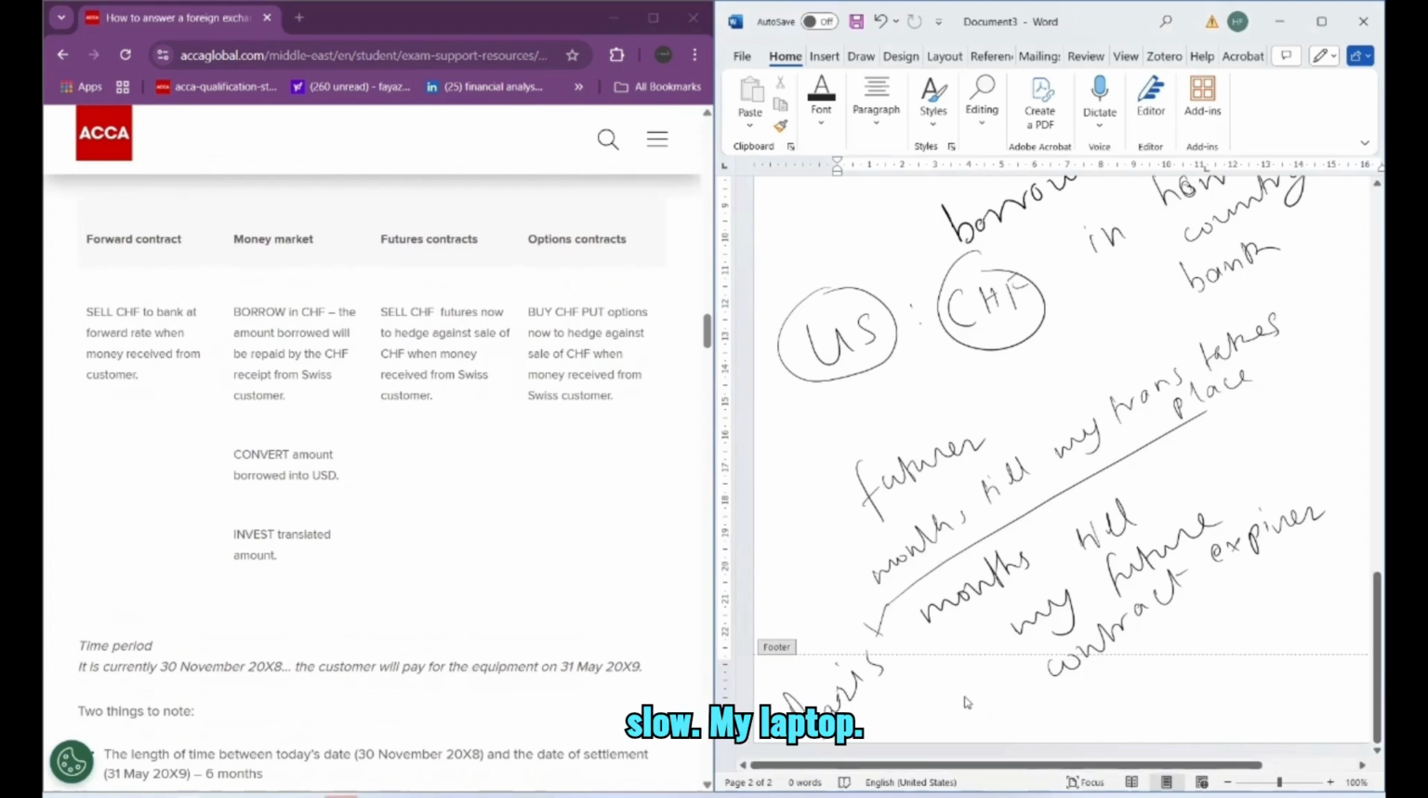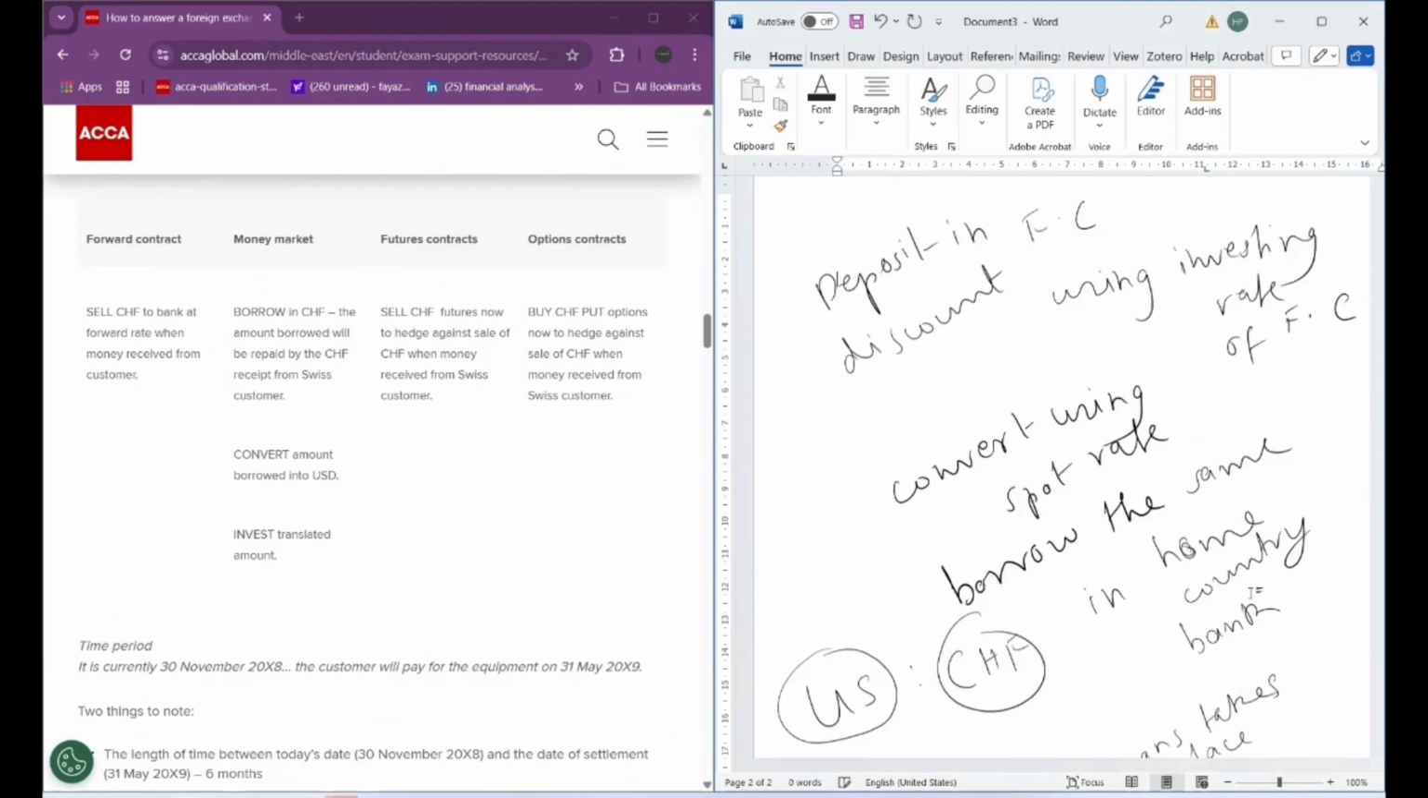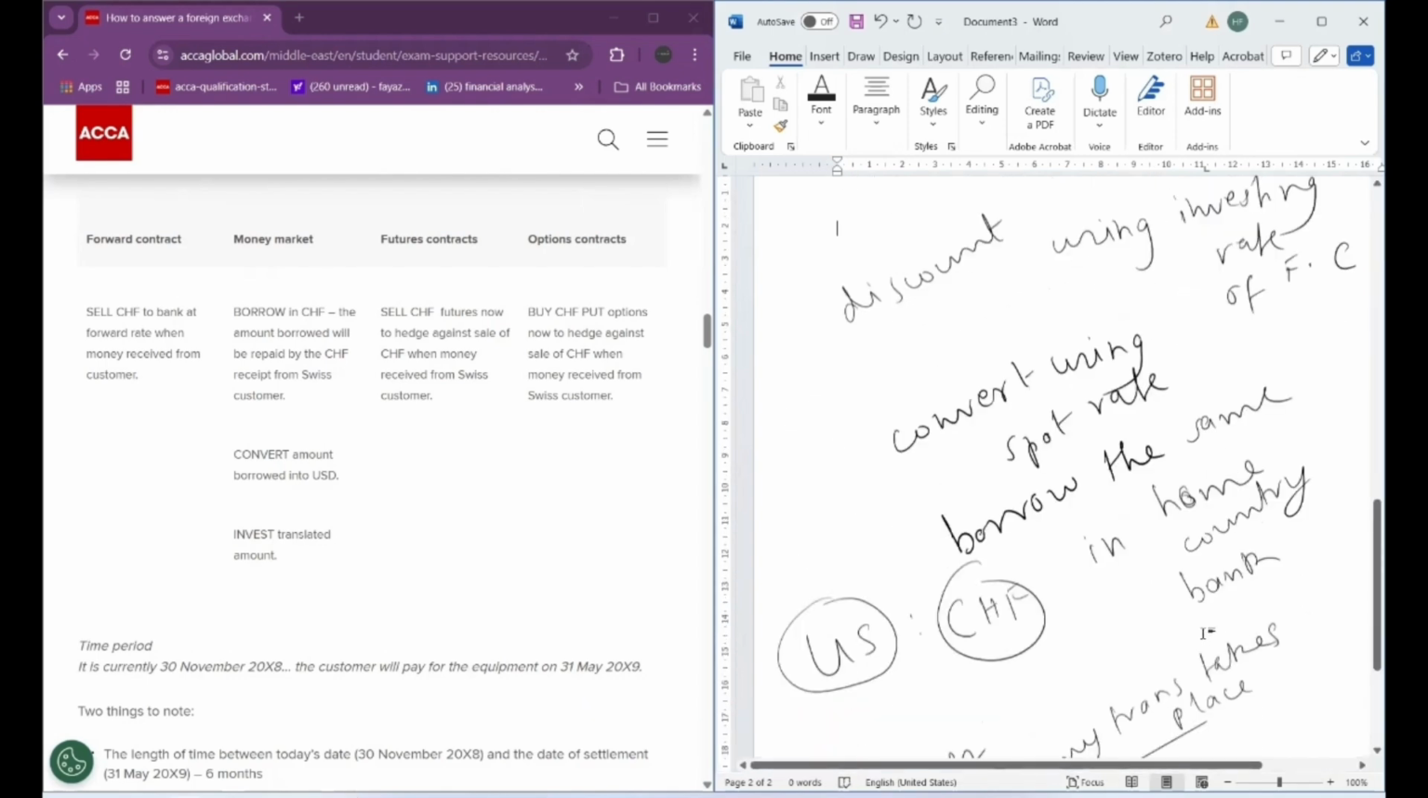First of all, it is running so slow, my laptop. Seriously. Now it will go to the next page.